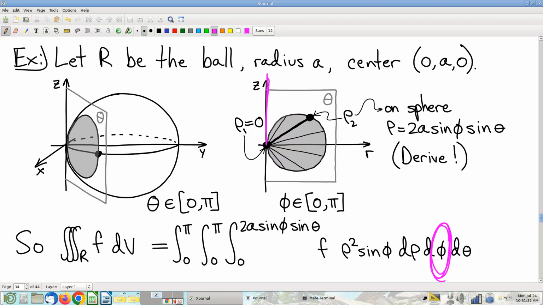I get it. I thought I was starting with 0 in line with the R axis instead of in line with the Z axis. That makes sense. I gotcha. Okay, cool. Is everybody else okay?